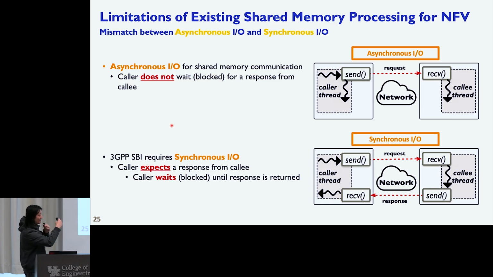But for asynchronous I/O, it will not. After it sends out the data to the callee, the caller thread directly proceeds without expecting anything. So this mismatch means we cannot directly use asynchronous shared memory I/O to establish the synchronous 3GPP SBI.